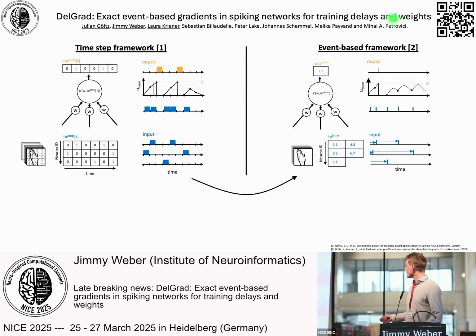On the other side, you have the event-based framework, where you conserve the asynchronicity of your events by representing your information, the input spikes, through their timing. Again, you are weighting the spikes, going through an activation function, and eventually you get an output spike time.